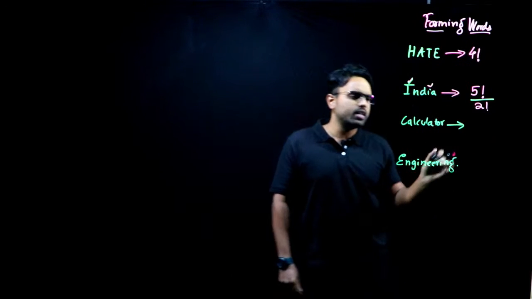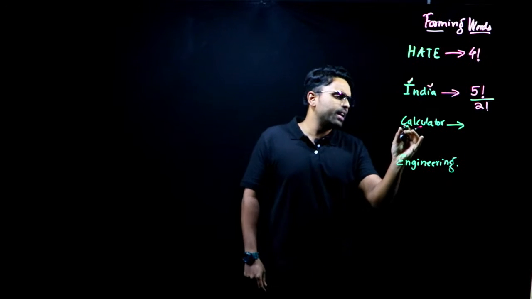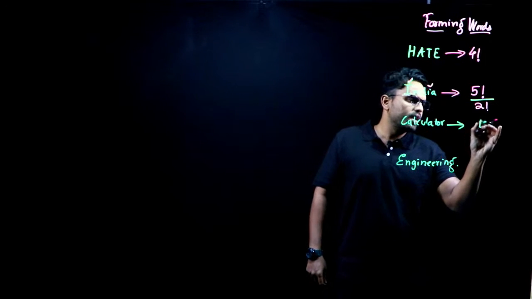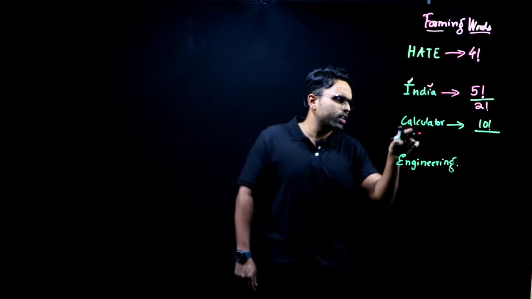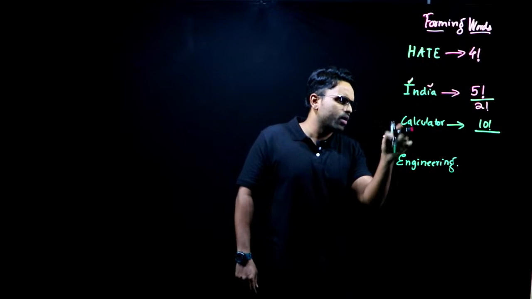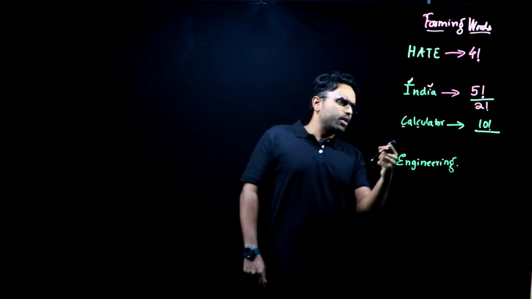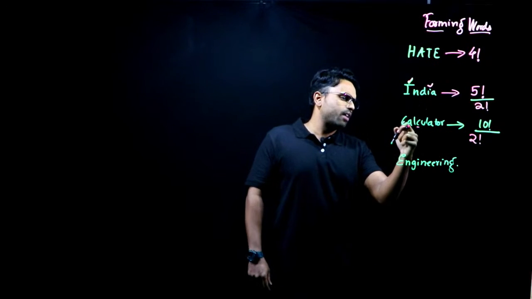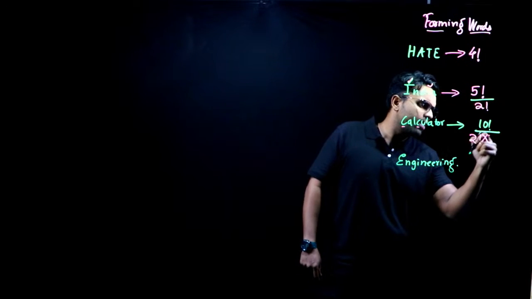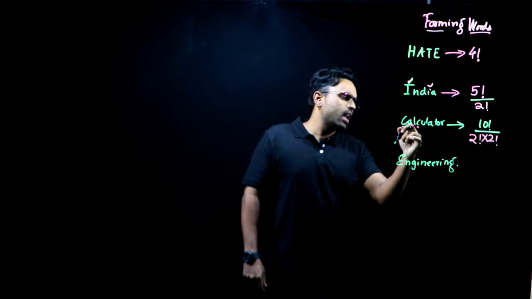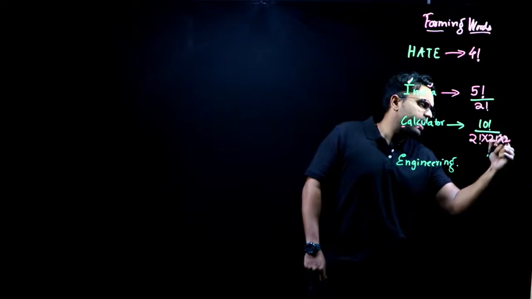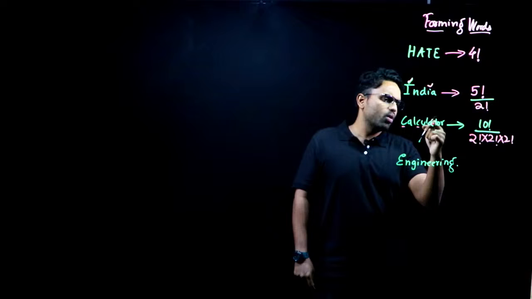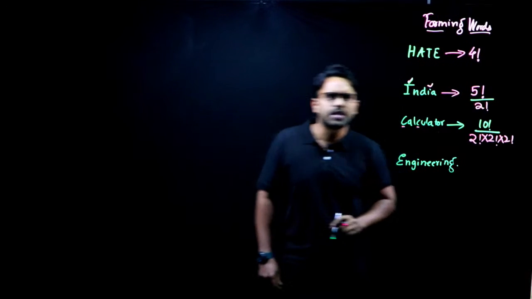Now let's try to calculate all of them. How many letters do I have in CALCULATOR? 3, 6, 9 and 10. So, 10 factorial divided by how many C's do I have here? 2, so 2 factorial. How many A's? 2, again divide with 2 factorial. Next, L, how many? 2, so again divide with 2 factorial. C is done, U no, L no, A is done, T is done, O is done. So, this is my answer.